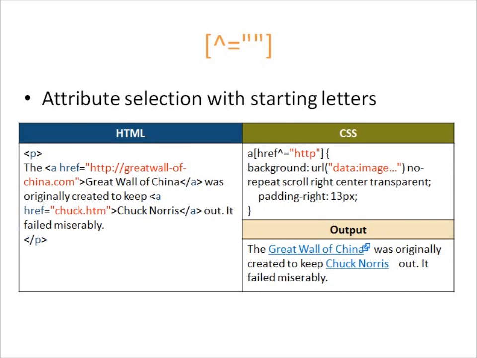Since we know that the beginning of the attribute is HTTP, we can use the caret equals. So caret would be for beginning, and the opposite of caret would be dollar. So dollar would be at the end. Caret at the beginning, dollar at the end.